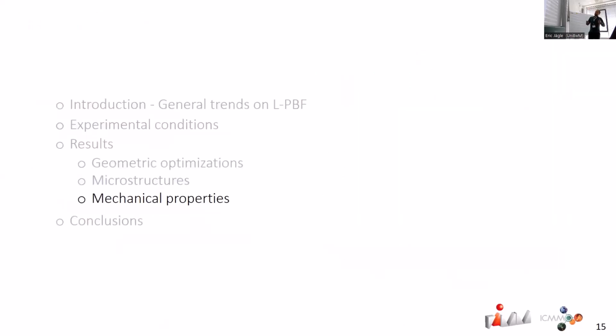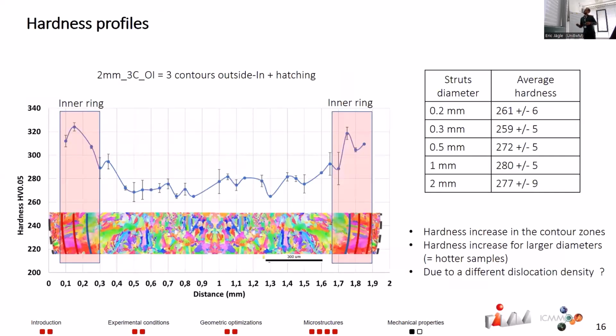And so about mechanical properties, I'll be fast on that. I found something really interesting about the hardness. Here we are in a 2 millimeter cylinder with 3 contours outside-in and with hatching. You can see that the hardness is between 320 and 270.